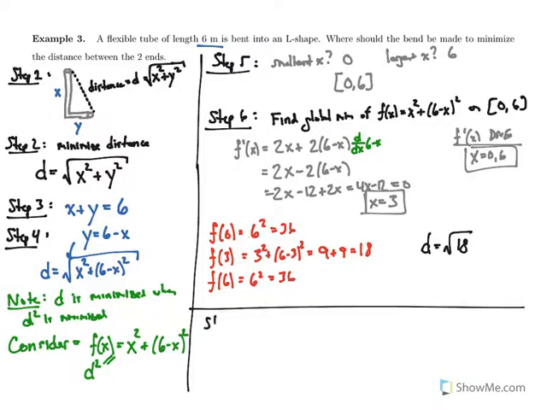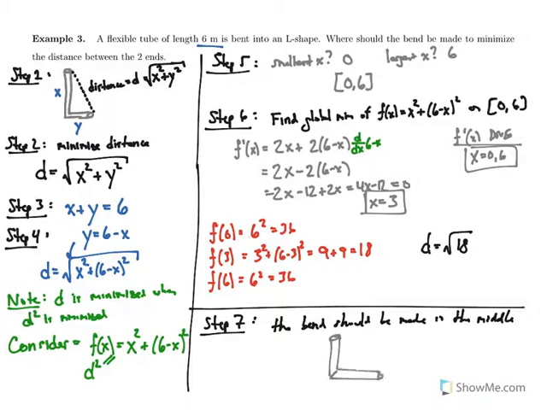Step 7, put it in terms of the problem. Where should the bend be made in the 6-meter tube? The bend should be made in the middle to minimize distance. We should have x equal to 3 and y equal to 3.